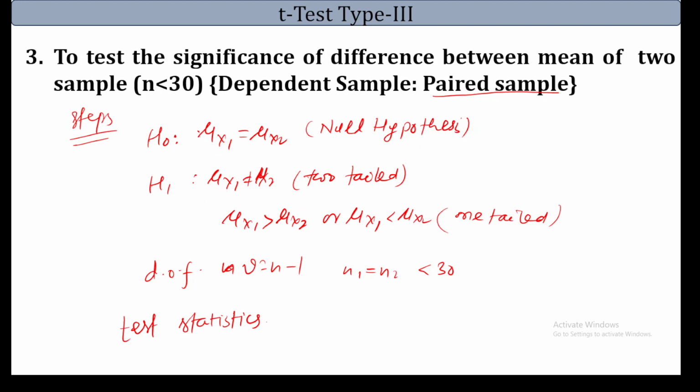The alternative will be either two tail or one tail. Then the degree of freedom: because it is a dependent sample, both sample sizes will always be the same. Earlier, n1 could be 10 and n2 could be 12 or 13, but in the dependent case they will be the same. So in that case you apply n minus 1 only. The degree of freedom will be n minus 1 only.